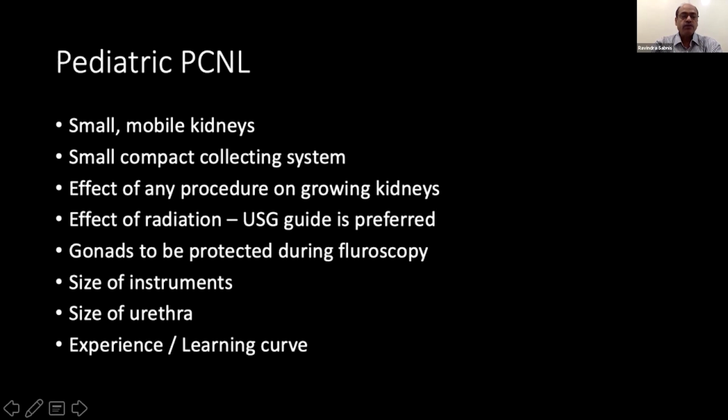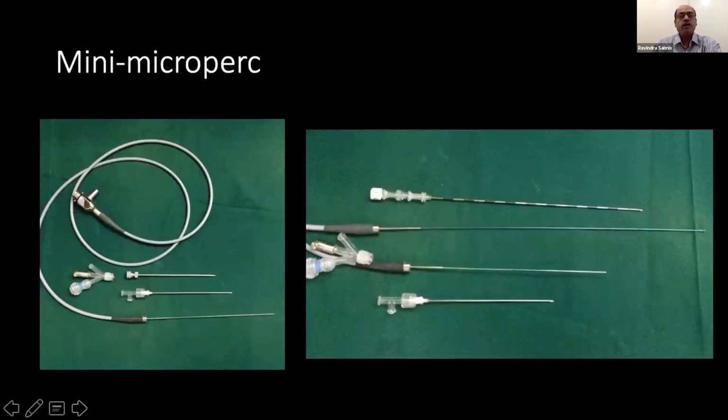The size of the instrument is very, very important, especially when you are dealing with small children like 6 months, 1 year of age, then the instruments have to be carefully chosen. The size of the urethra is extremely important. Whatever you are doing, you may do a proper PCNL, but in the process, if you damage the urethra, it's a lifelong problem. And therefore, definitely there is a learning curve and a delicateness which is required for managing the PCNL.